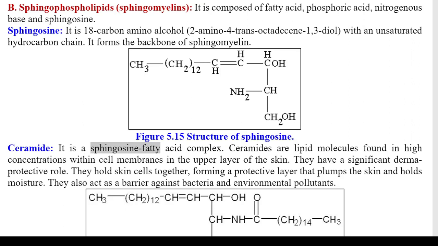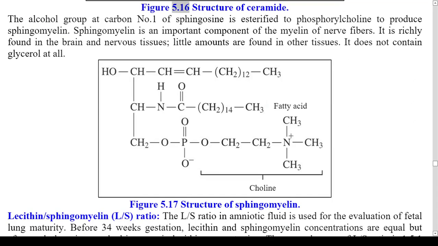Ceramide is a sphingosine fatty acid complex. Ceramides are lipid molecules found in high concentrations within cell membranes in the upper layer of the skin. They have a significant dermoprotective role. They hold skin cells together, forming a protective layer that plumps the skin and holds moisture. They also act as a barrier against bacteria and environmental pollutants. Figure 5.16: Structure of ceramide.